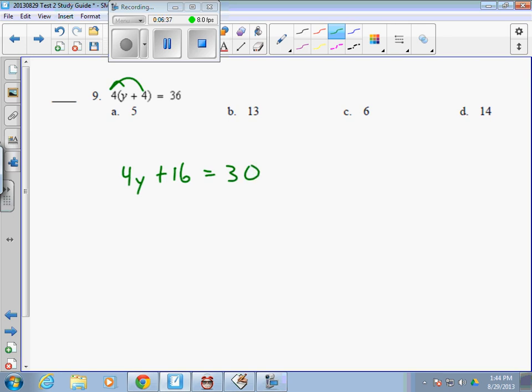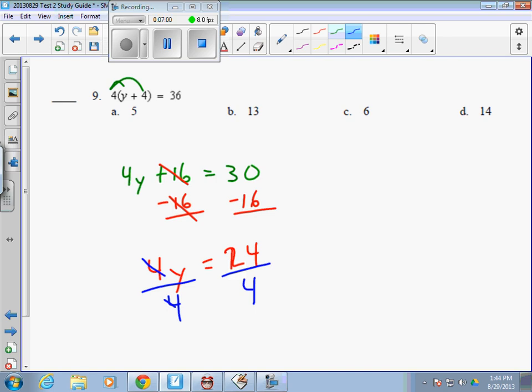Again, work backwards. Undo plus 16 by subtracting. If you subtract the left, subtract the right. You're left with 4y on the left. These will cancel out. Equals 4y equals 24. 4 times y, undo multiplication by dividing by 4. Divide the left, do the same on the right. These will cancel, leave you at y equals 24 divided by 4 is 6.